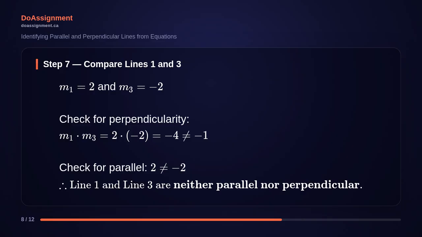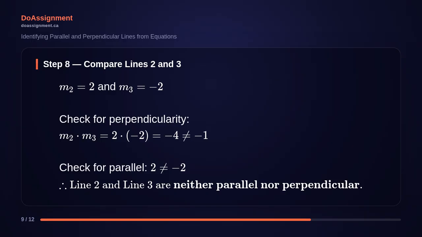Lines 1 and 3 have slopes 2 and -2. To check for perpendicularity, multiply the slopes. 2 times -2 equals -4, which is not -1. The slopes are also not equal, so they are not parallel either. Therefore, line 1 and line 3 are neither parallel nor perpendicular.